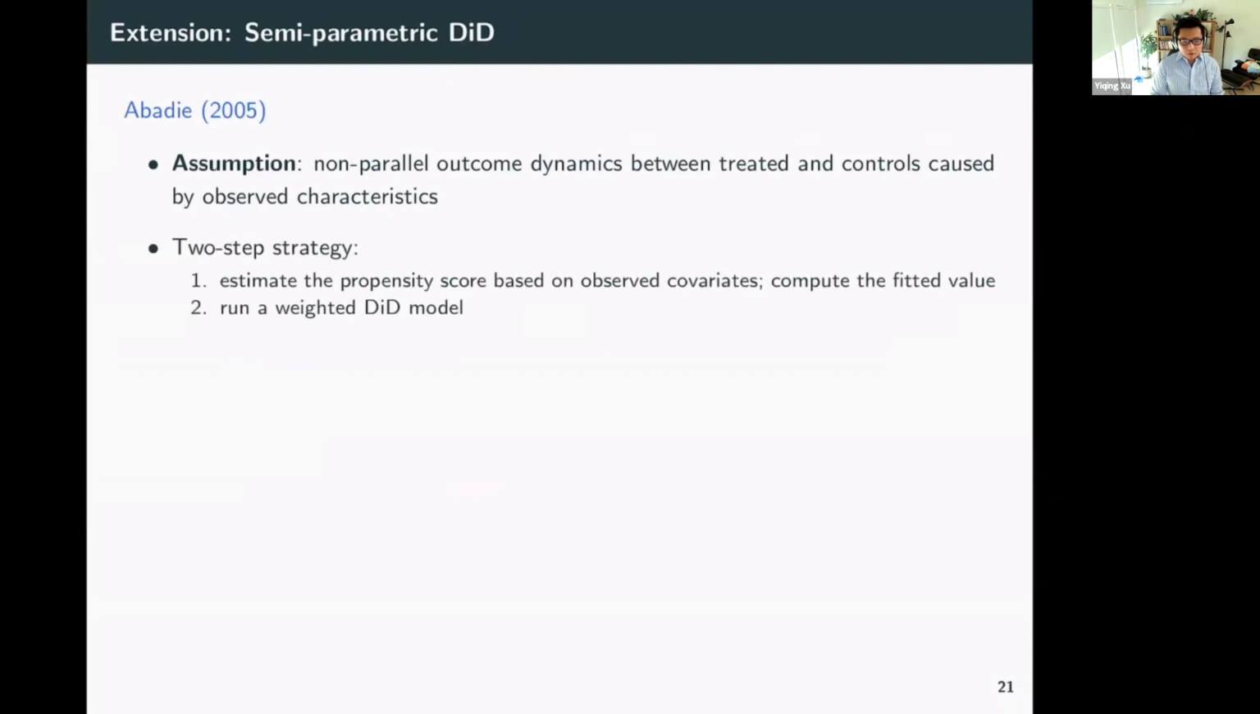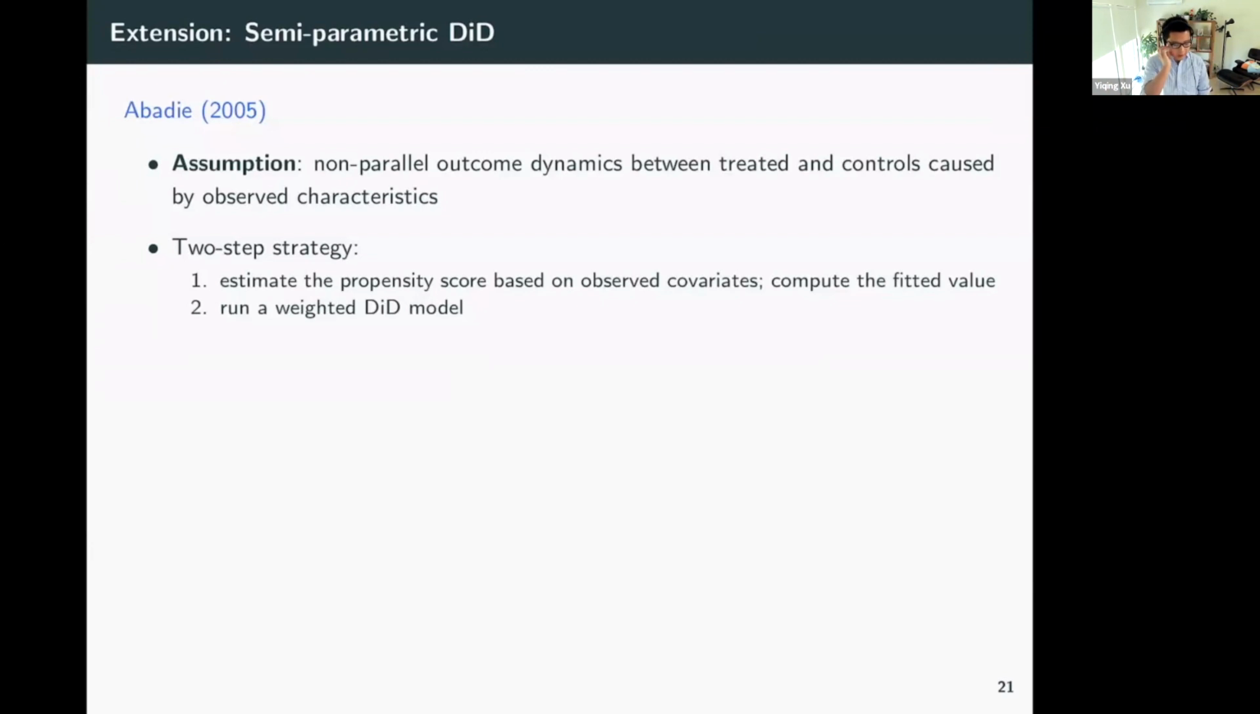The two-step: in the first step, you estimate the propensity score based on some covariates and compute the fitted value, and then you run a weighted DID. There are actually different versions of this strategy. You can use IPW weighting, inverse propensity score weighting. You can do balancing as well, entropy balancing, covariate balancing propensity score. These are all in the same spirit. Or you can do even matching. You can match on covariates, pre-treatment covariates, and then use the matched pairs to conduct the DID. That is all in the same spirit.